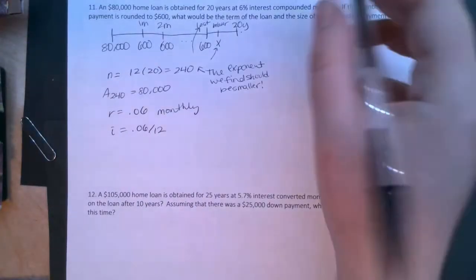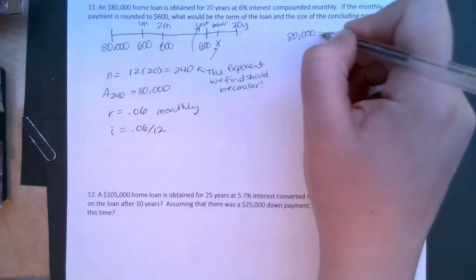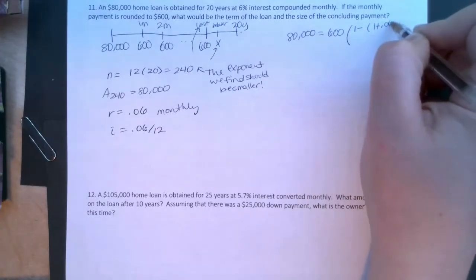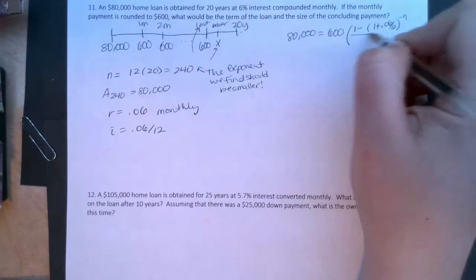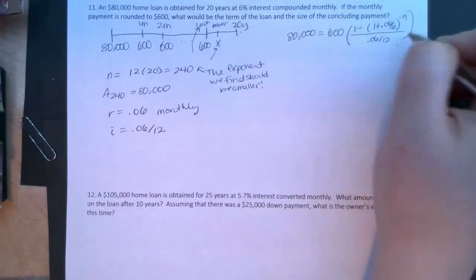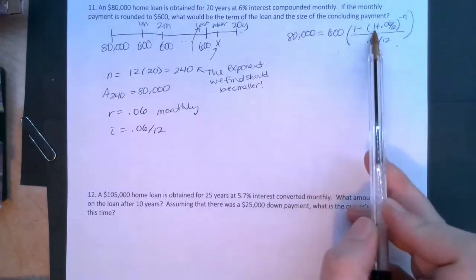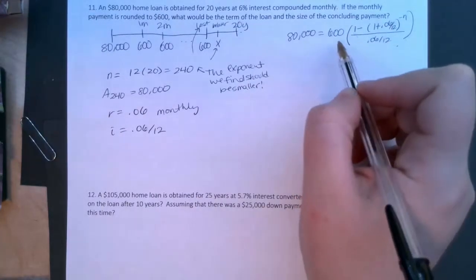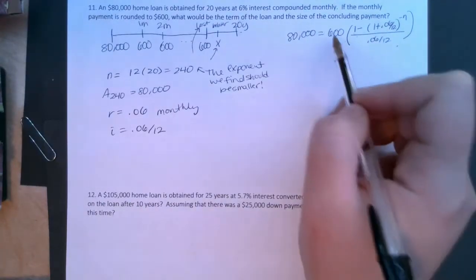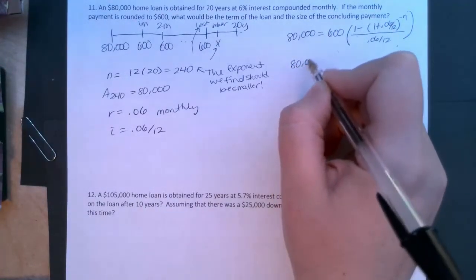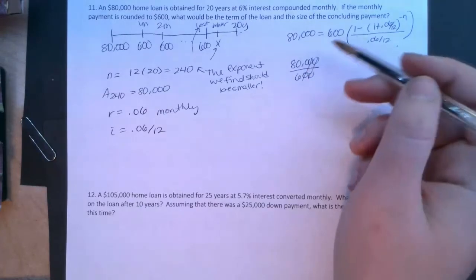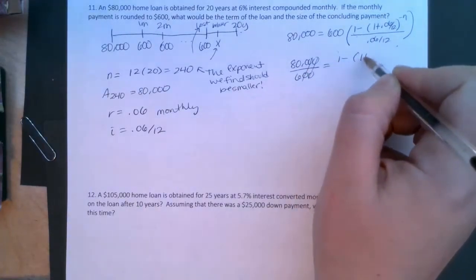To find n, we have $80,000 is equal to 600 times 1 minus 1 plus 0.06 over 12 to the negative n, all over 0.06 over 12. And again, the reason we're subtracting, 1 minus, is because this is an a sub n problem. Look at your formula sheet, make sure you're using the right formula. First step is we have to get this giant fraction alone, so we're going to divide by 600. To make our lives easier, I'm going to cancel out some of the zeros, so we really have 800 over 6. And that's equal to our fraction.